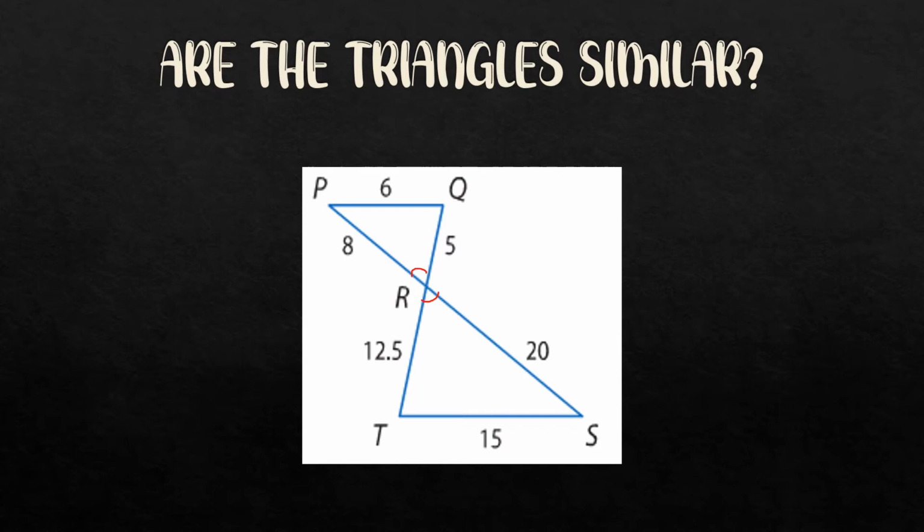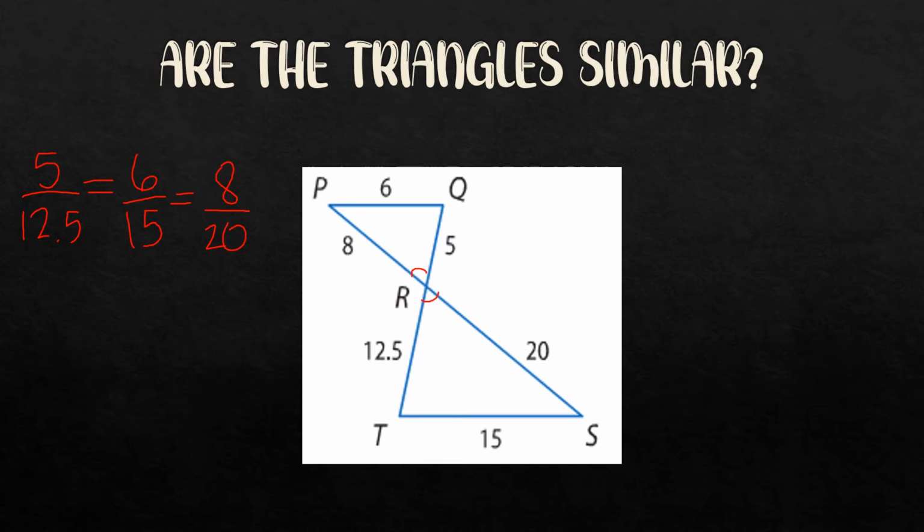So I'm going to take my top triangle and I'm going to do my shortest side in the top triangle, which is 5, to the shortest side in the bottom triangle, which is 12.5. Then medium in my top triangle is 6, medium in the bottom triangle is 15, and then longest in the top triangle is 8, longest in the bottom triangle is 20. So we can simplify all of these fractions and see if they're the same.